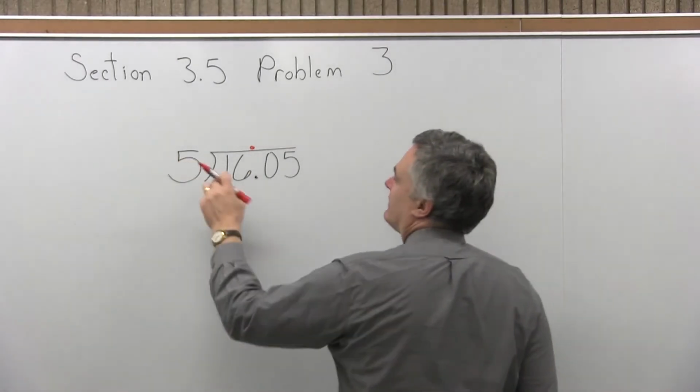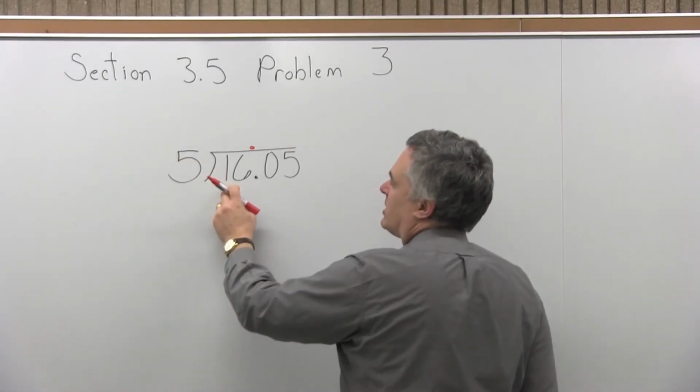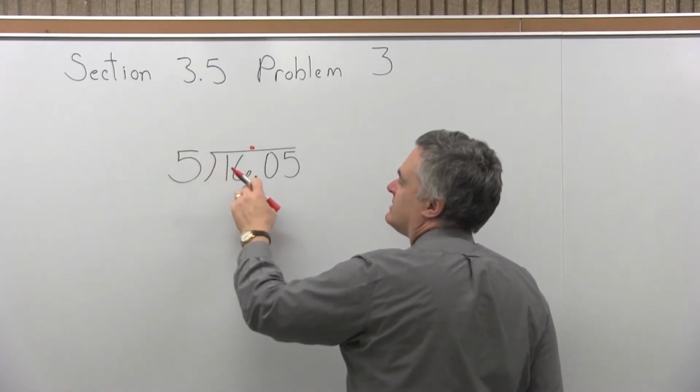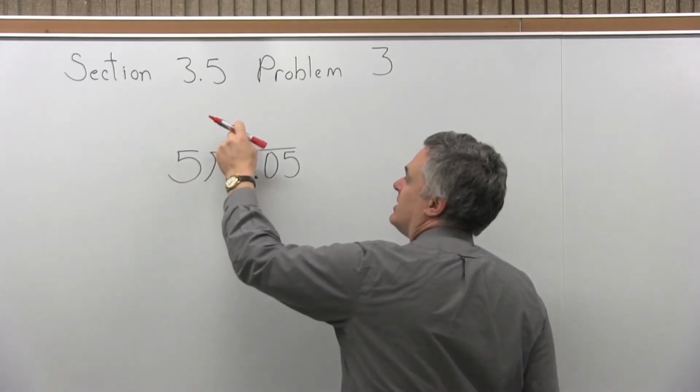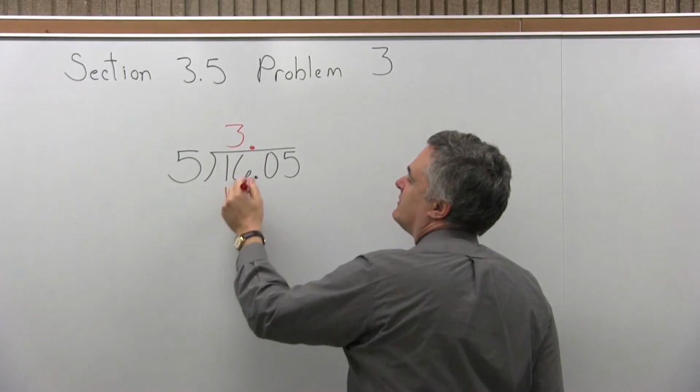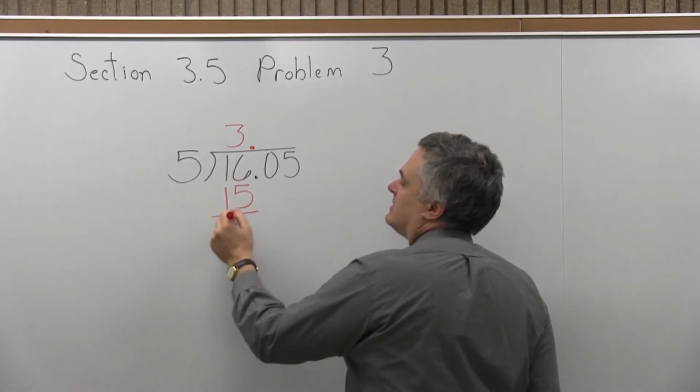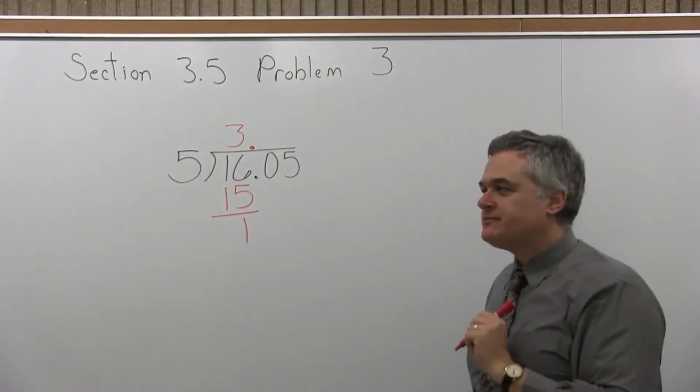So 5 divides into 1. 1's not big enough. It won't go. So go to the next digit. 5 divides into 16. That'll go. 5 will go into 16 3 times. 3 times 5 is 15. Subtract 16 minus 15, you get 1.